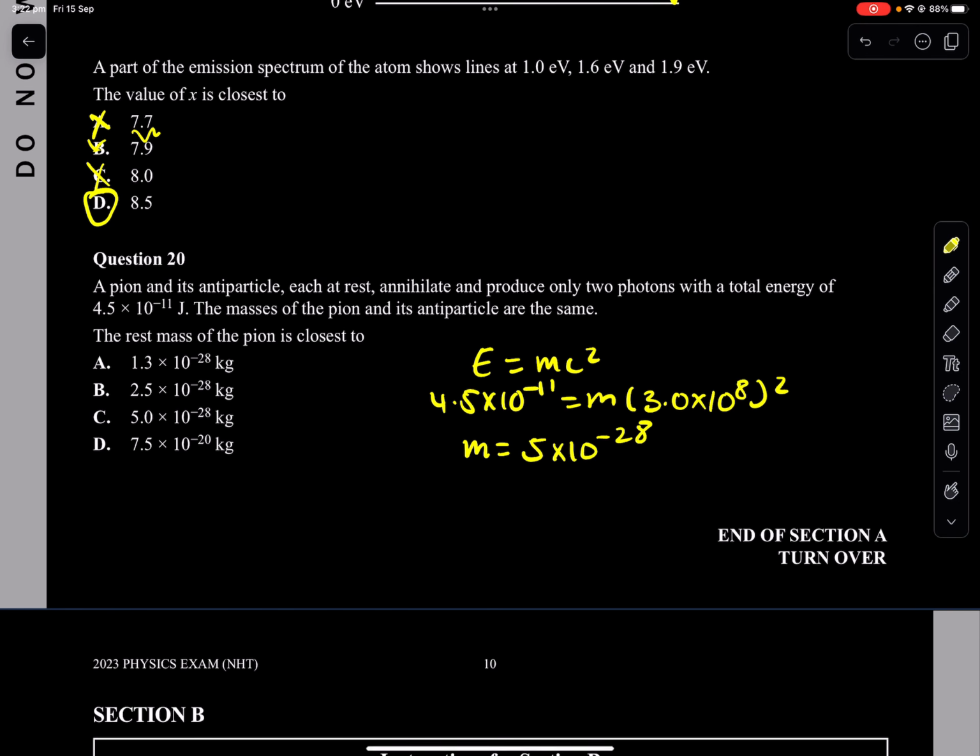Be careful. That's the mass of both the pion and its antiparticle. But because we know that they're the same, and we only want the pion, we must divide it by 2 to get the actual pion itself. So divide that by 2. That gives us 2.5 times 10 to the negative 28. So choose B as your answer.